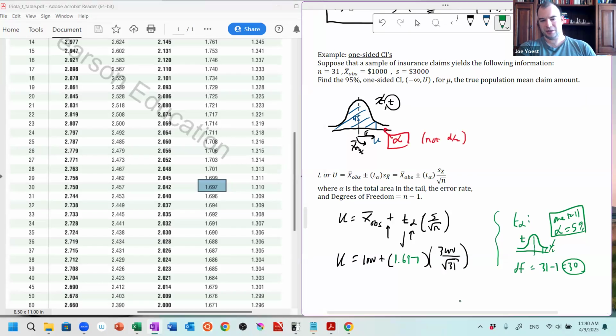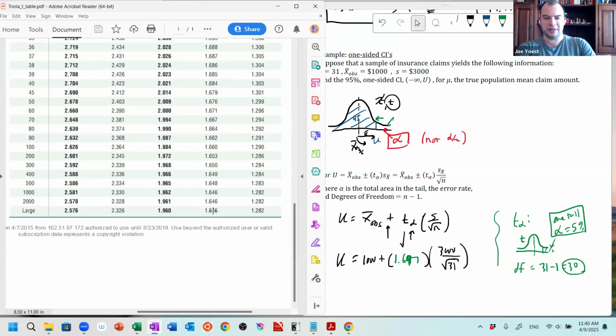We notice that this is a smaller number than the 2 to 3-ish that we got when we split 5% between two tails. Does that make sense? Well, sure, if I put more area in this right tail, that pushes this upper bound closer to the mean. That means we're fewer standard deviations or standard errors away from the mean. So this number should be less than that 2.5 to 3 or so that we were finding before. And it is. It's down here at like 1.697.